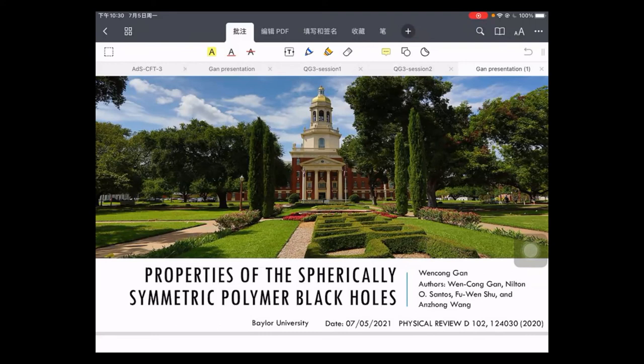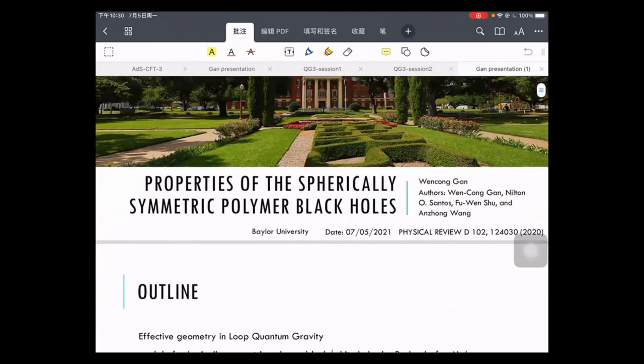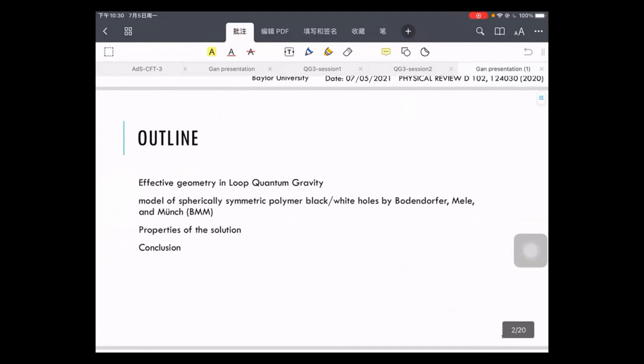Hello, everybody. My topic is on properties of the spherical symmetric polymer black holes. The topic is based on our paper written by me and Dr. Newton Santos and Dr. Shufu Wen and Dr. Andrew Wang. The topic is divided into four parts. We will first introduce the effective geometry of quantum gravity, then introduce the BMM model, then introduce the properties of the solution, and then we come to the conclusions.